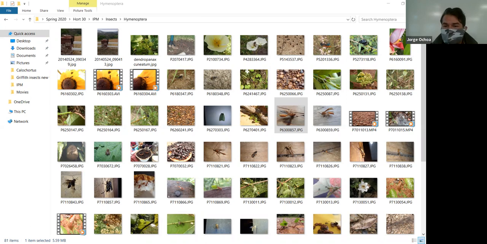So some of the bumblebees here. And ants that are sold for eating, and they're delicious. So yes, ants provide some good nourishment for people. There they are.